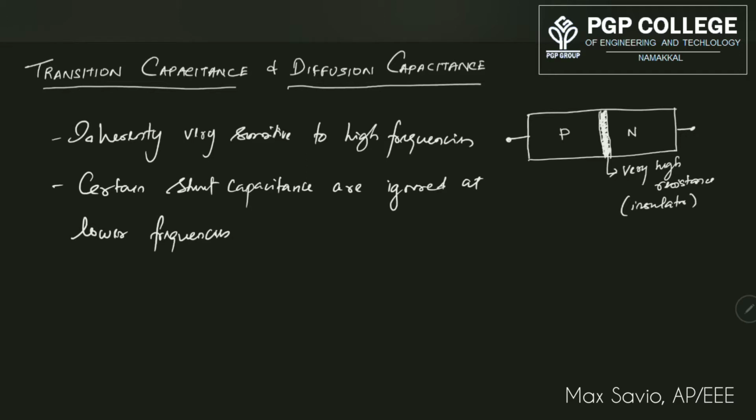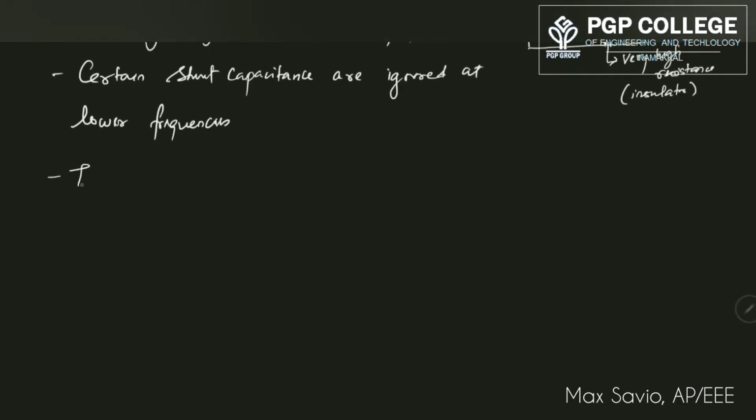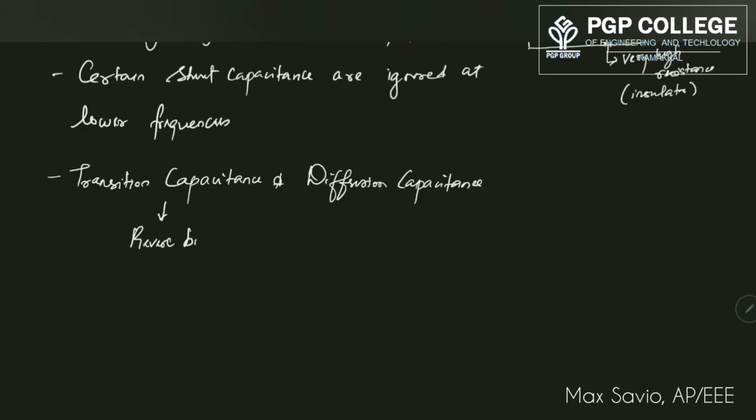These are very common in semiconductor devices. In p-n junction diodes there are two types of capacitances that come up during the operation. One is the transition capacitance, and another one is the diffusion capacitance. The transition capacitance usually appears during the reverse bias, and the diffusion capacitance appears during the forward bias.